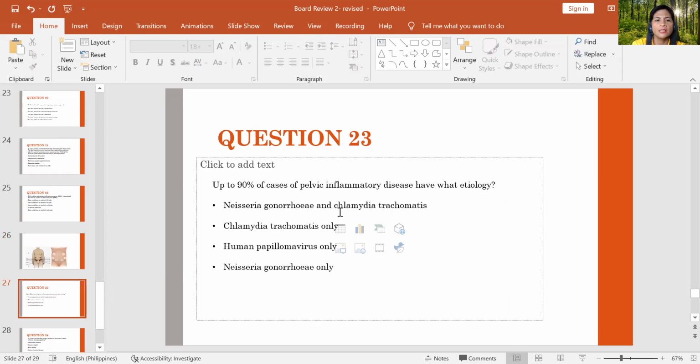Why? Because 75% to 90% of all cases of pelvic inflammatory disease are caused by Neisseria gonorrhea and Chlamydia trachomatis infection. Okay, this condition is defined by adhesion formation in the uterus. The fallopian tubes can result in serious issues such as infertility.